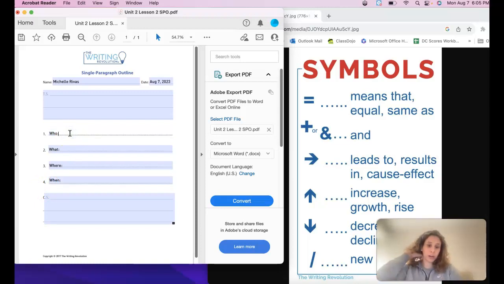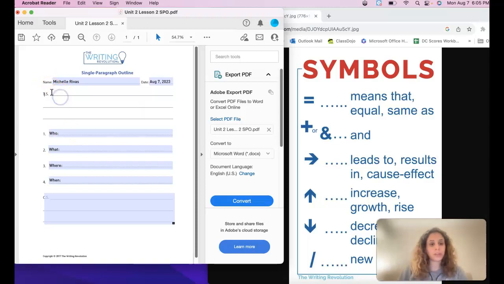So as we are taking notes, let's make up a topic sentence first. Let's see. My topic sentence is Thompson Elementary School has been around for 200 years. So who are we talking about? We're talking about Thompson Elementary School.